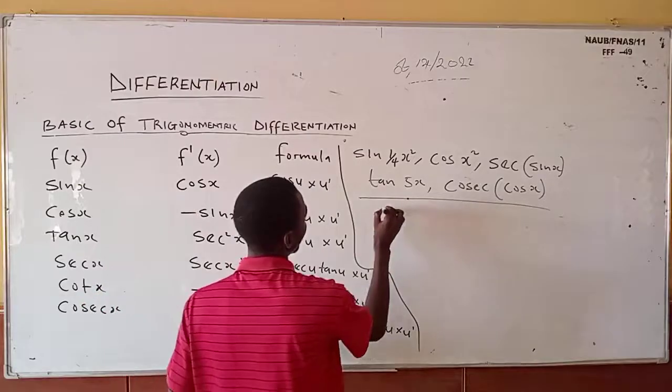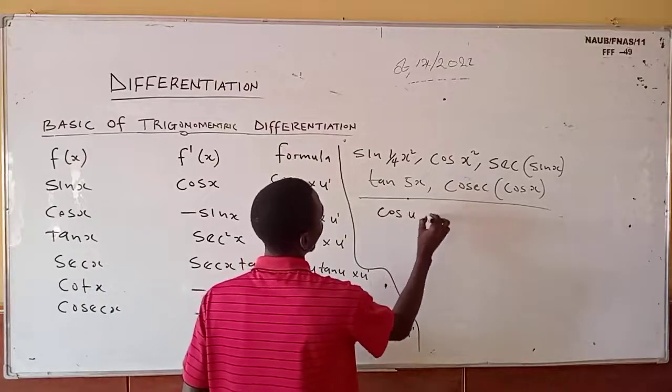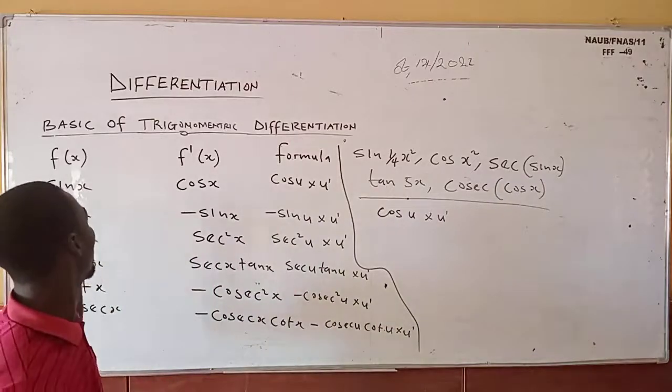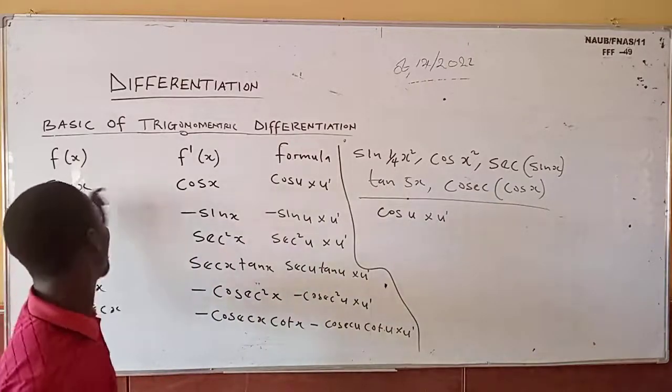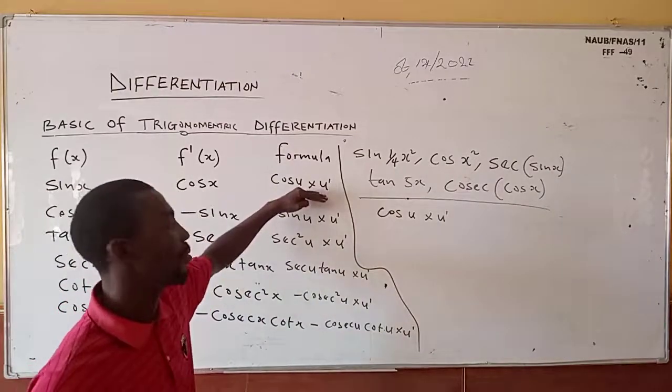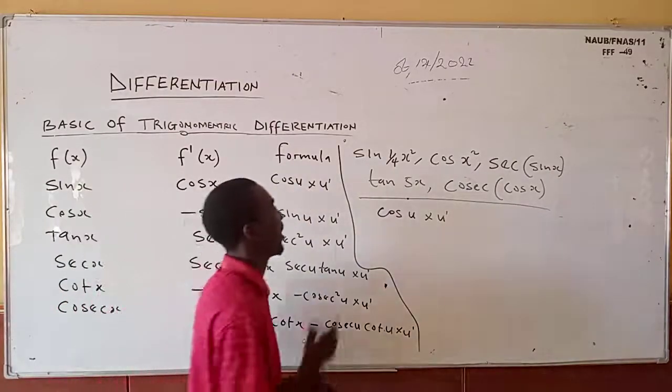So I'll just write it: cos u times u prime. If I differentiate sine s, I'm going to have cos s. So to save my time, I'm going to use this formula to get the answer directly.